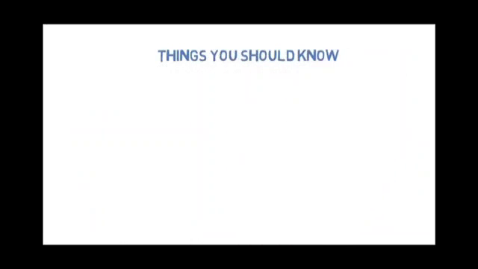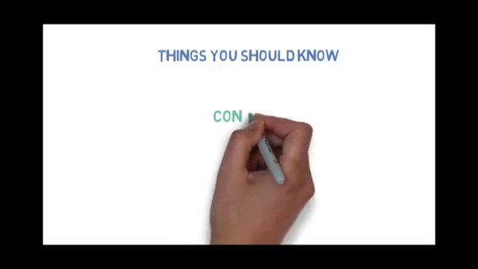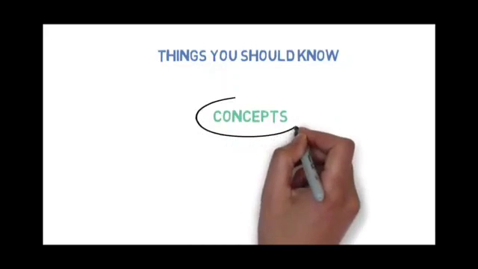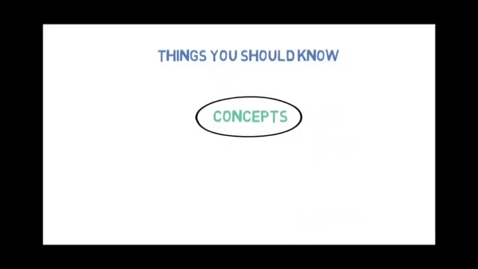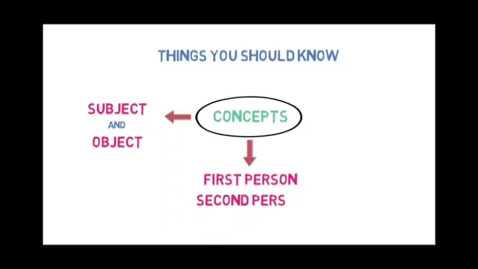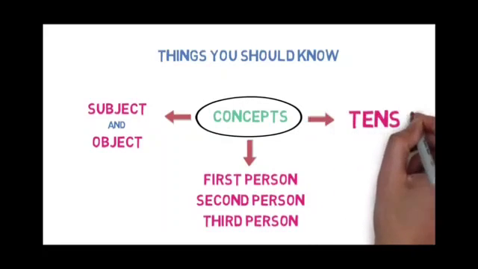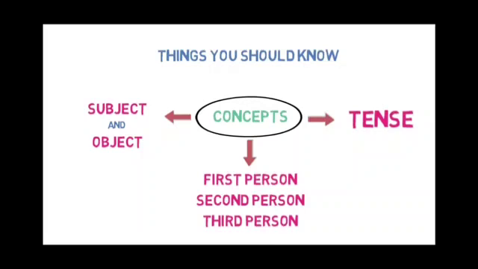Now, see, these are things you should know about direct and indirect. Now we will discuss the concept of direct and indirect. What is the concept? Subject and object. First person, second person, and third person. Tenses. These are the related concepts of direct and indirect. Subject and object are very important. Then the persons are very important: first person, second person, third person. These are also very important things that you should know.